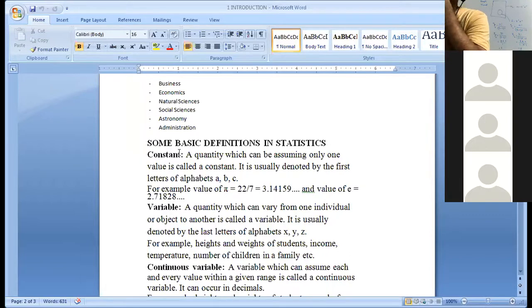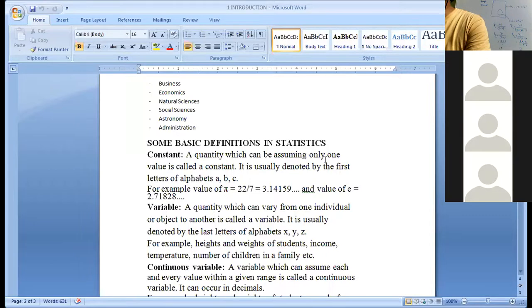X, Y, Z, these letters are used for variables. Okay, so for constant A, B, C, D, other than X, Y, Z, you can use this letter. Pi and E should be for this specific constant. Now, what is a variable, and which are the various types of variable that we'll see? A quantity which can vary from one individual or object to another is called a variable. Okay, for example, height of a person. As the person changes, the height differs. Okay, it may be same sometimes, but not always, and hence it is termed as variable.